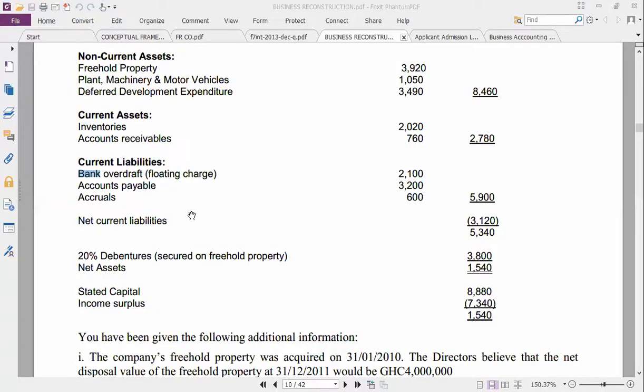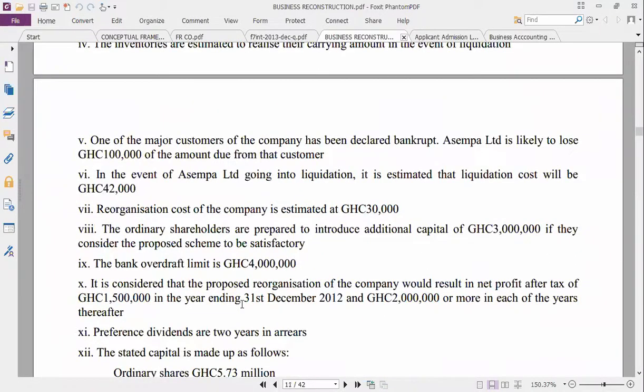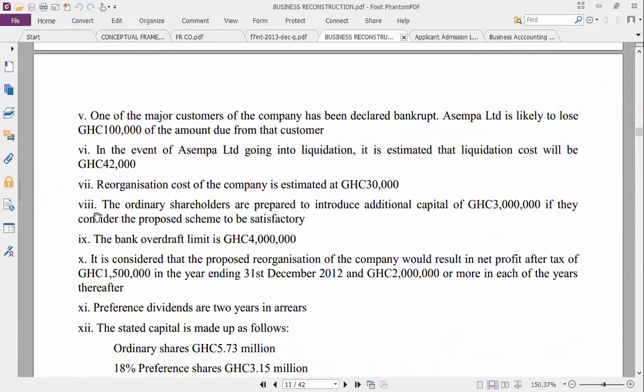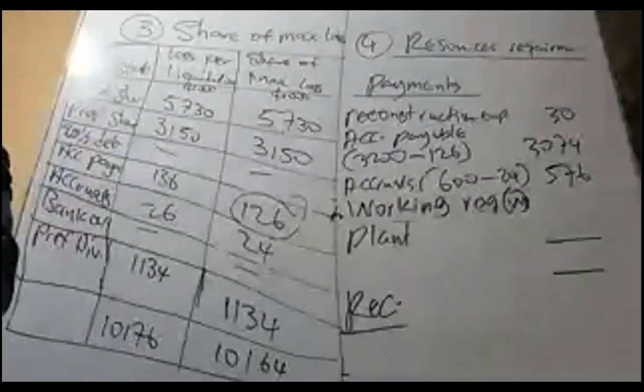Number one on the list, check the shareholders. How much can they give us? It's in the footnote. They told us that according to note 8, the ordinary shareholders are prepared to introduce additional capital of 3 million, if they consider the proposed scheme to be satisfactory. So it means that you have from 0 to 3 million, coming from the ordinary shareholders.